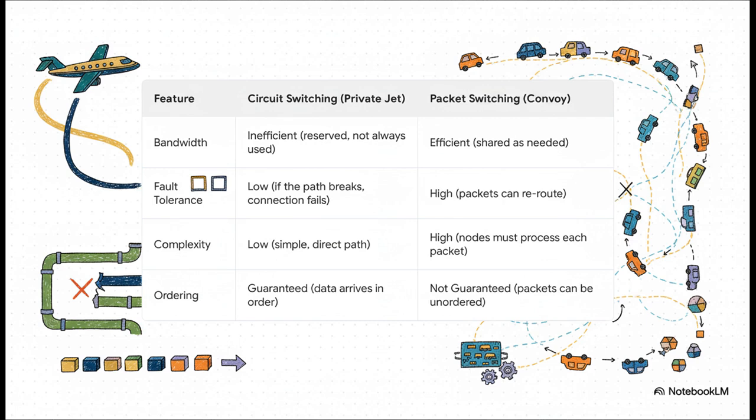Now, the convoy of cars, packet switching, is way more efficient. Everyone shares the road as needed. And this is its killer feature, fault tolerance. If some construction crew accidentally cuts a fiber cable under the Atlantic, your video call doesn't just drop. No way. The packets just instantly find a new path around the problem. The trade-off, of course, is that it's more complex, and sometimes the packets can arrive out of order.